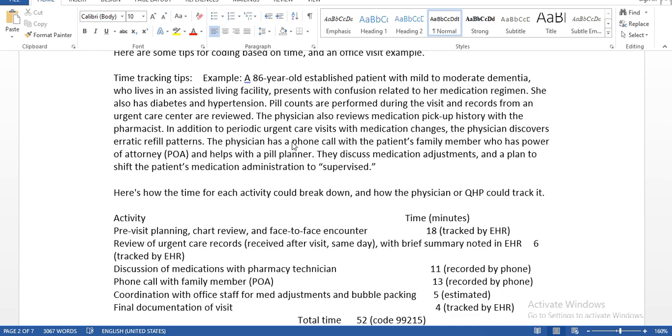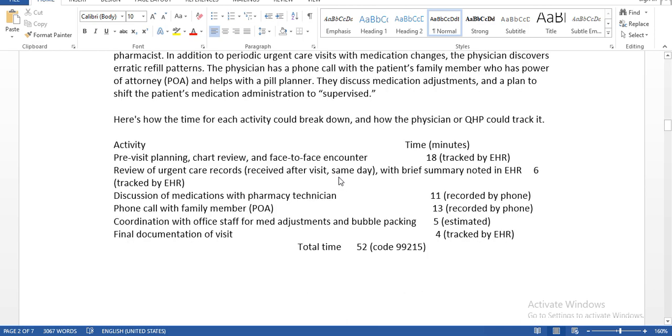So the physician has a phone call with the patient's family member who has power of attorney and helps with the pill planner. Pill planner means they will inform the power of attorney how to use the pills. They discuss medication adjustments and a plan to shift the patient's medication administration to supervised. So always the POA has to supervise the patient's medication. So here is how the time for each activity could break down and how the physician or QHP could track it. As you know, we can count time using the physician as well as the QHP. QHP means qualified healthcare professional, as we read previously.